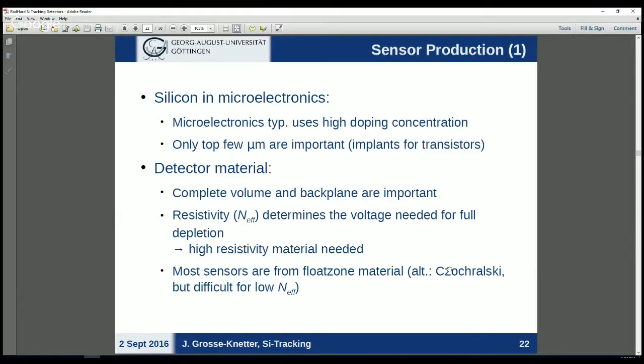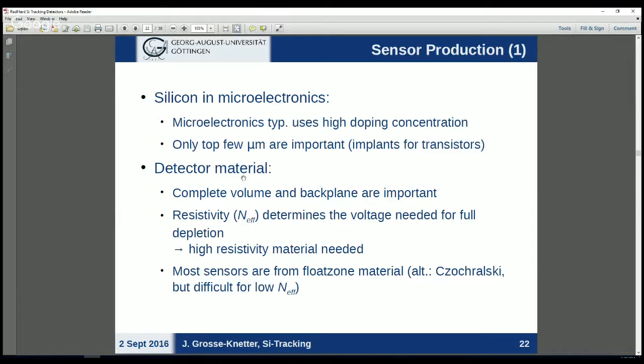The other problem that you would be facing is that microelectronics just cares about the transistors, and they live in, at best, a few micrometers on the surface. They would not care about the rest of the bulk. However, for us, the bulk is important. That's where our detection happens. So we have to take care of that. So special production mechanisms had to be established, and are established by now.